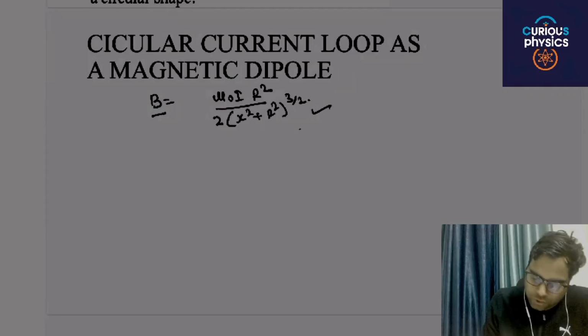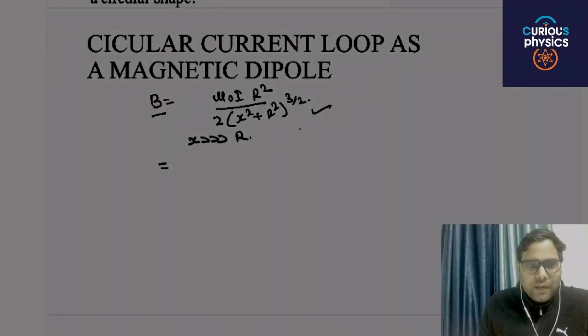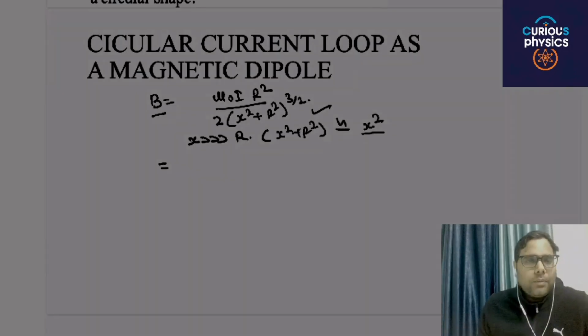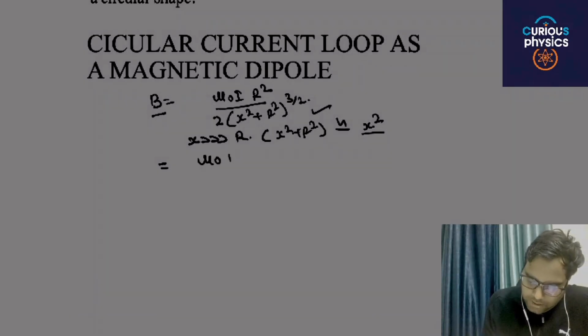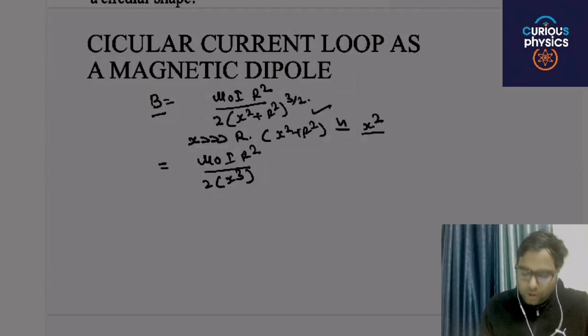So here you have to consider x very much greater than r. If x is very greater than r, then x square plus r square is approximately equal to x square. Are you able to get my point or not? So you can write this relation as mu naught I r square divided by 2 x cube. Okay, are you able to get my point or not?